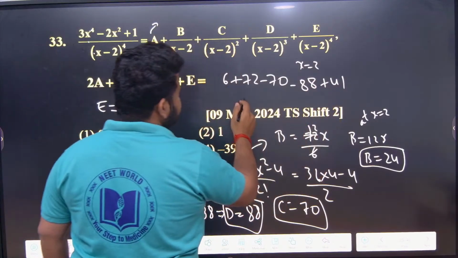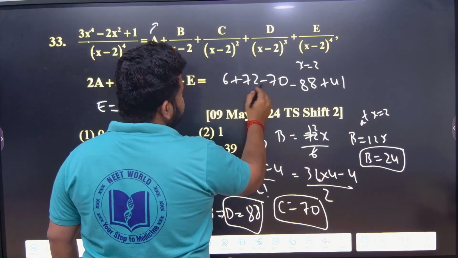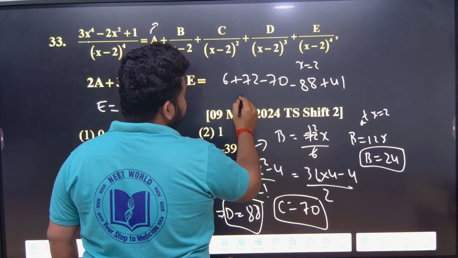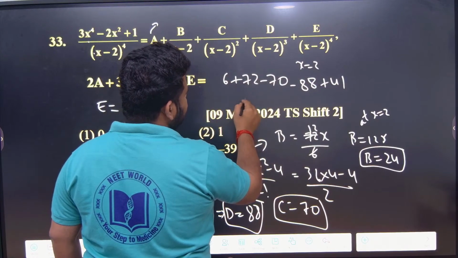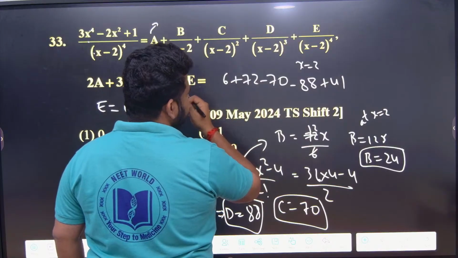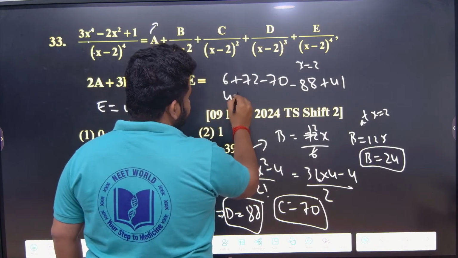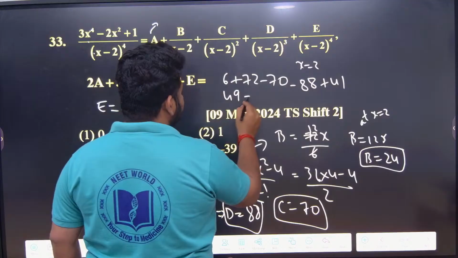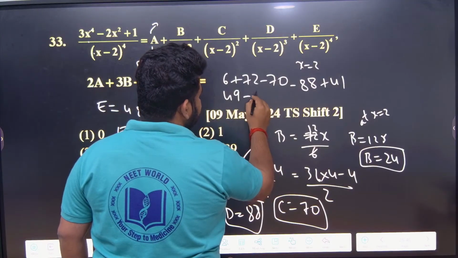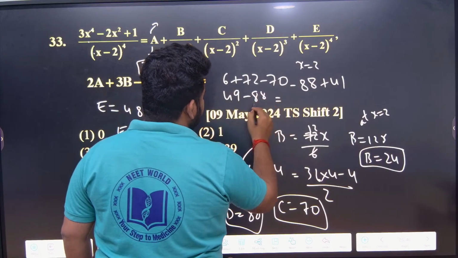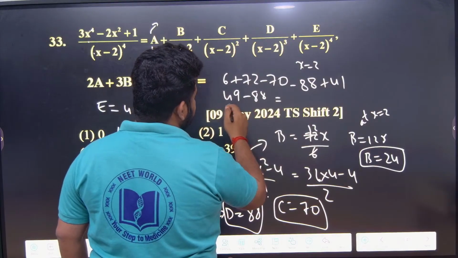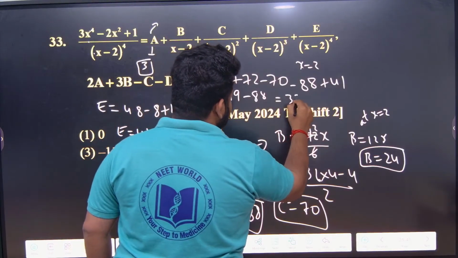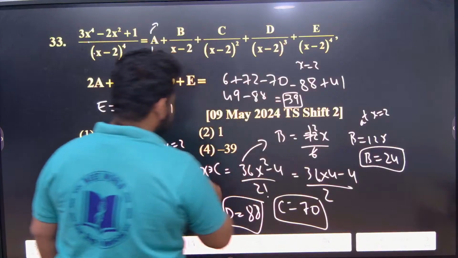Now see here, 72 minus 70 is 2. 2 plus 6 is 8. 8 plus 41 is 49. 49 minus 88 is minus 39, which is nothing but the fourth option.